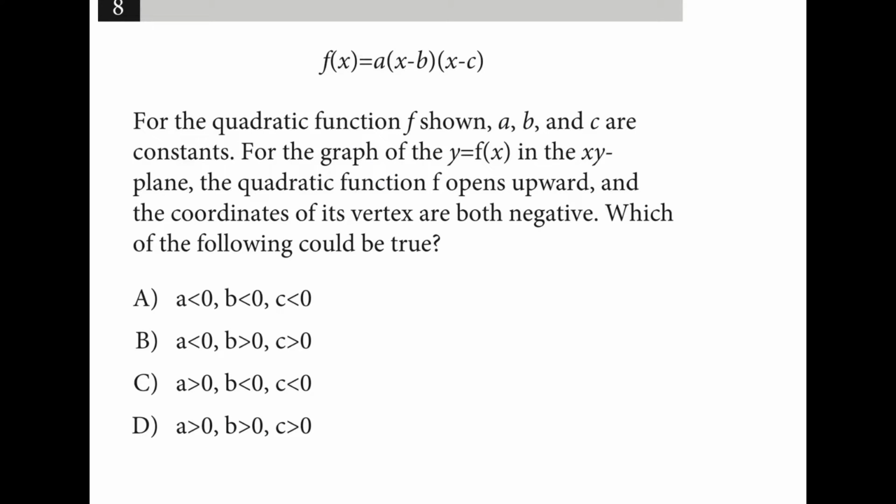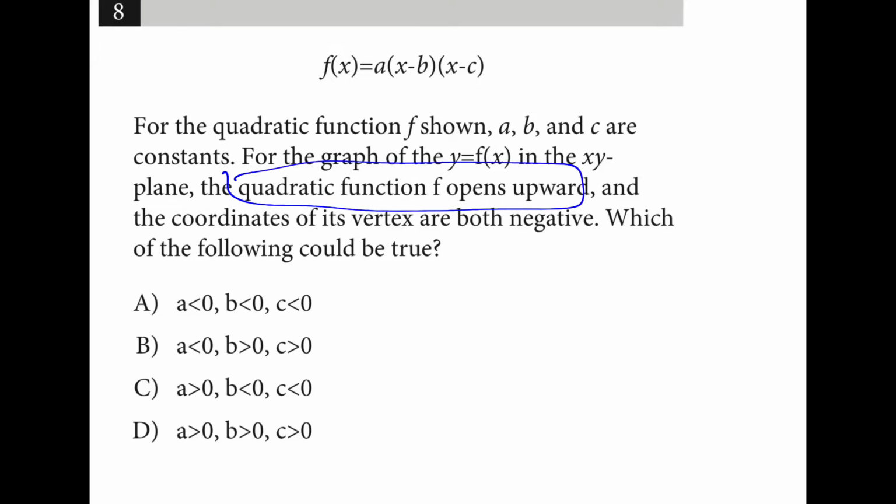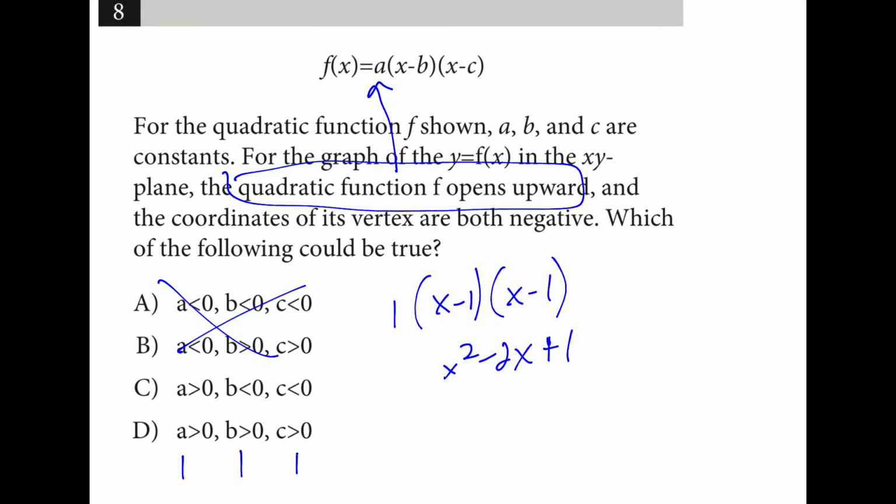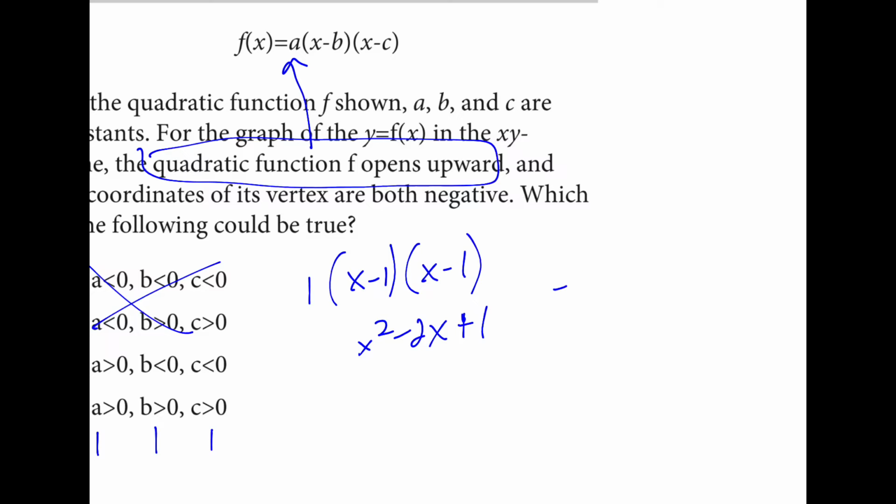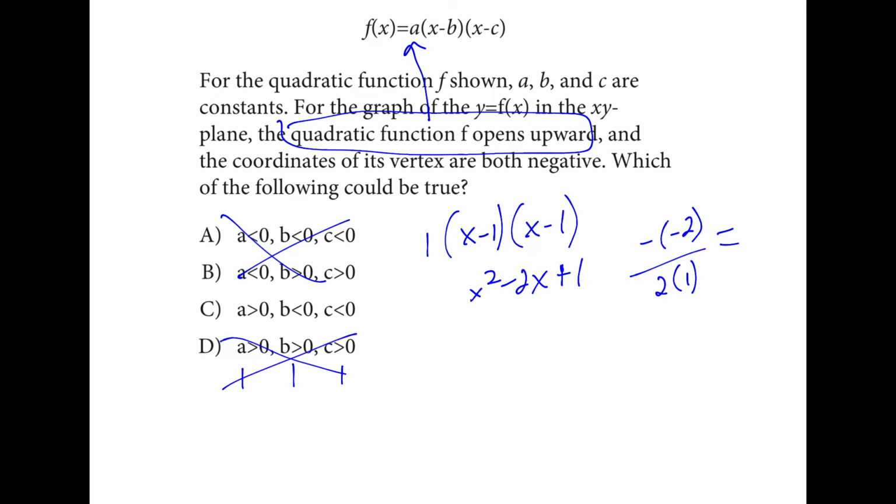The quadratic function opens upward, which tells us that our a value is going to be greater than 0. That rules out a and b. And then what happened if we picked, let's say, 1 for b, and 1 for c, and 1 for a? Those are all greater than 0. This would be my equation. So negative b over 2a would be the x-coordinate of my vertex, and this comes out positive, so that doesn't work. C is your best bet.